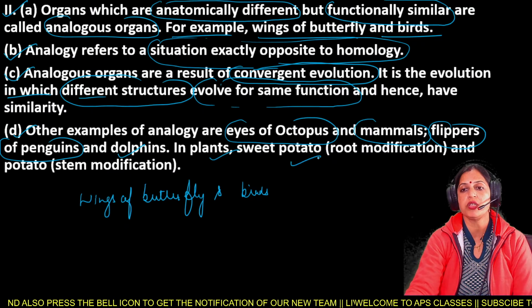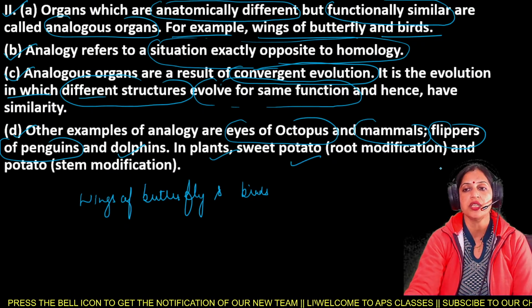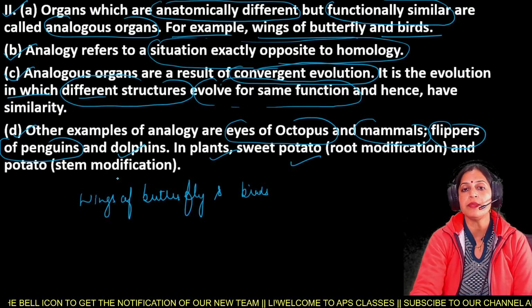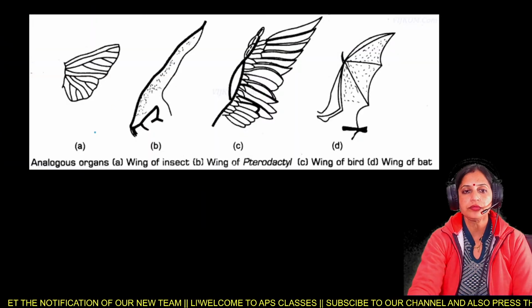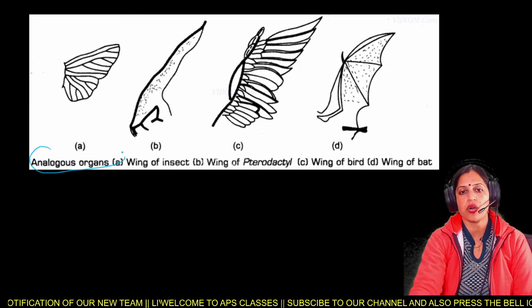In plants, sweet potato, which is a root modification, and potato, which is a stem modification. All these are examples of analogy. So these are the analogous organs.